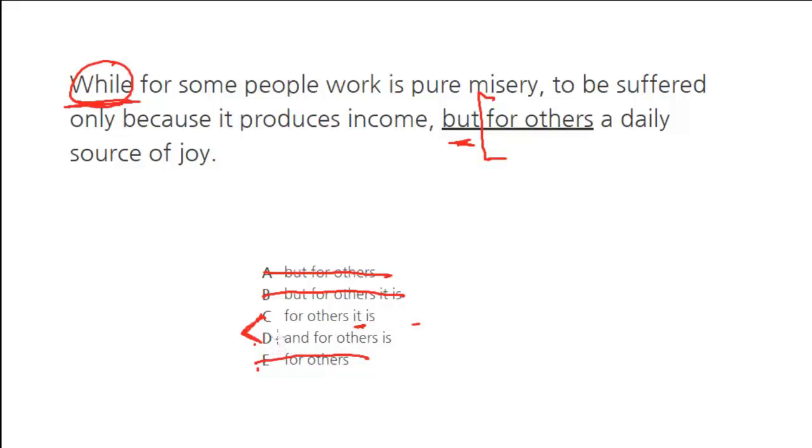What about D? "While some people, work is pure misery, and for others." Do you need this transition "and"? No, you don't. So the best answer is C, because it says, while for some people it's this, for other people it's that. It's most parallel, and it fits well without putting in the superfluous transition word "and," right? So the best answer is C.